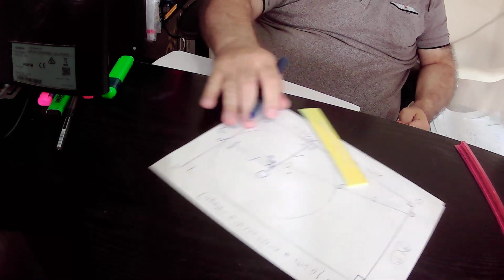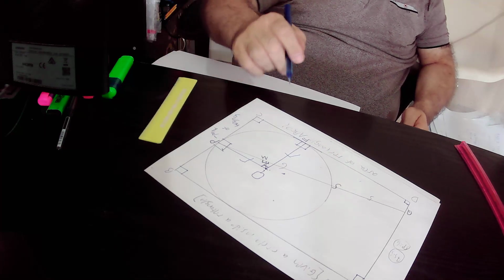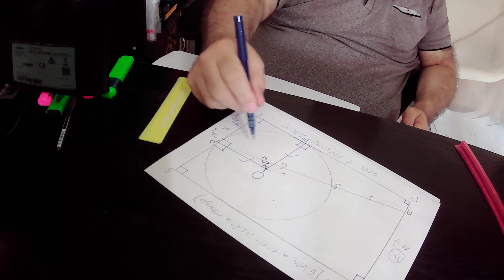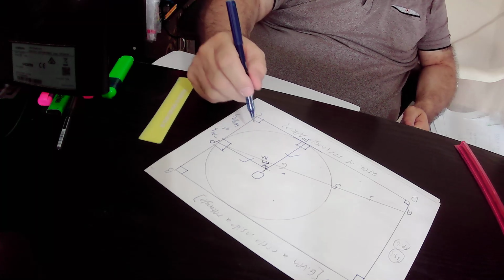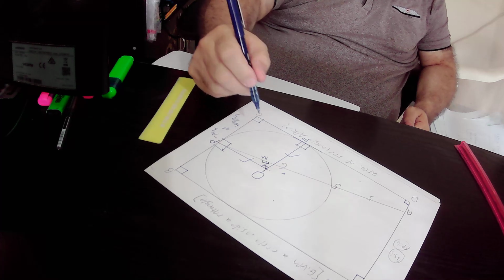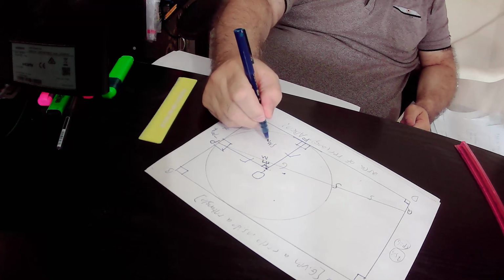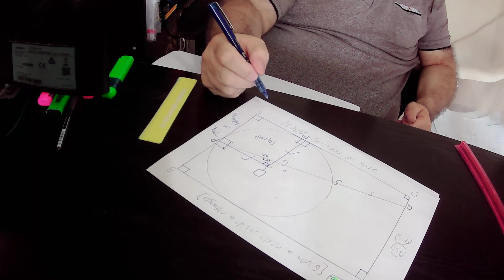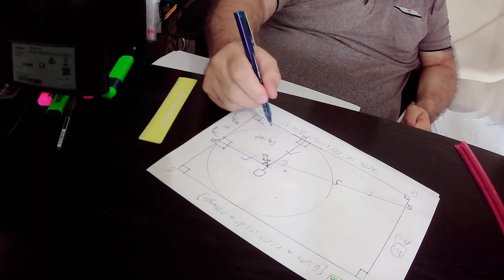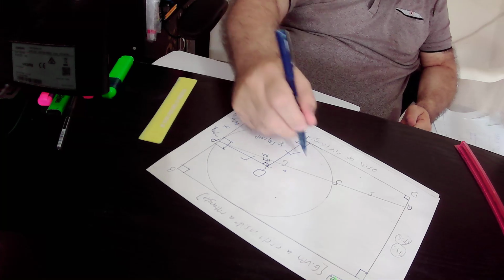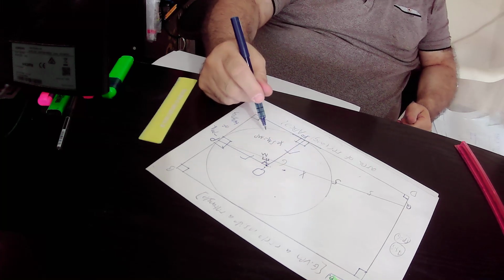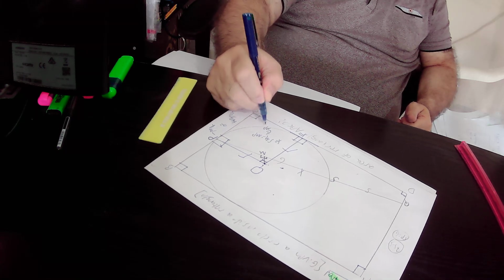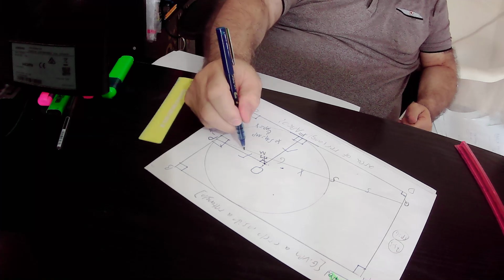and according to rule number 4, SM equals MP. SM equals MP. So if we define SM as X, SM equals X, from this equation we derive that MP is also equal to X. MP equals X.